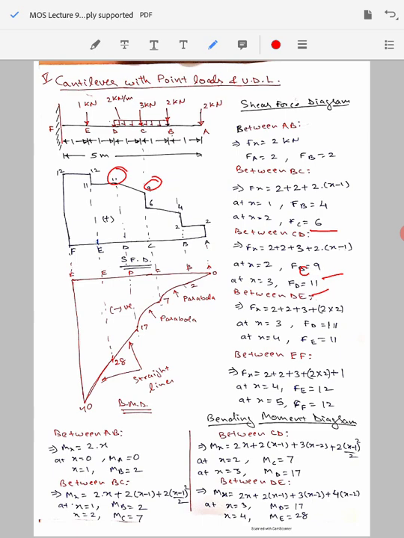Further, at point D it remains 11, and at point E it remains 11. So from point D to point E you are going to get a horizontal line, because the values of the shear force at both the points are the same. When you evaluate the section EF, you see there is a change in the shear force at point E from 11 to 12. So there is a vertical straight line going from 11 to 12, and then it remains constant at 12 up to point F.